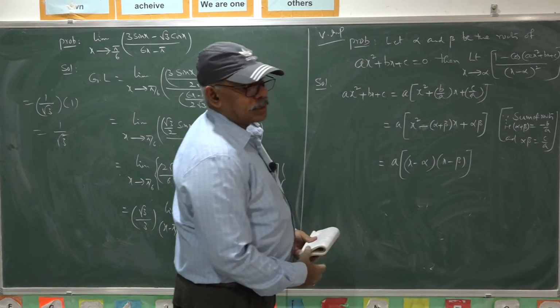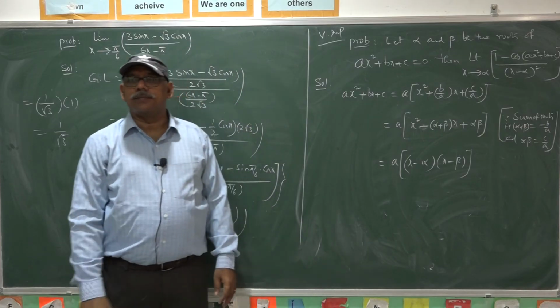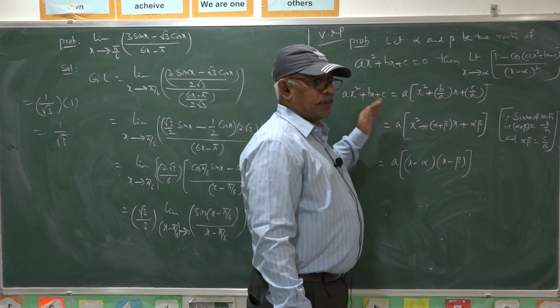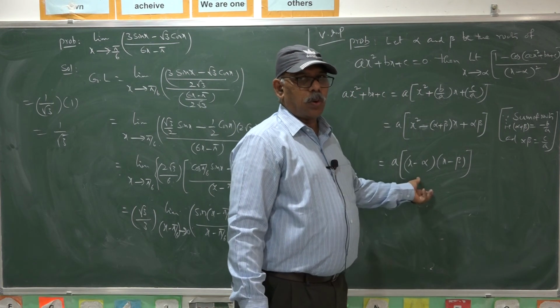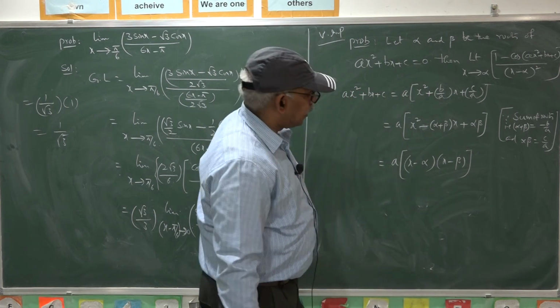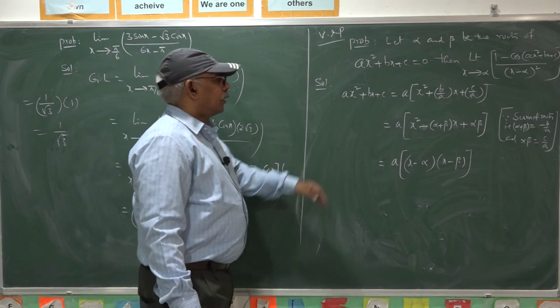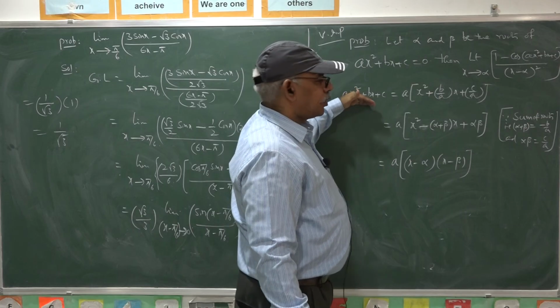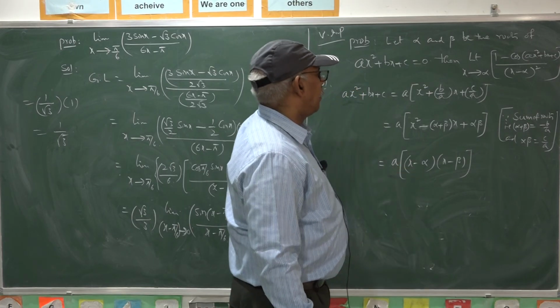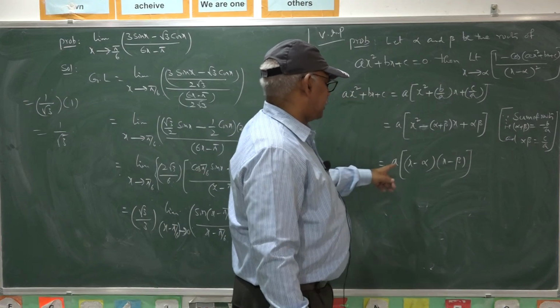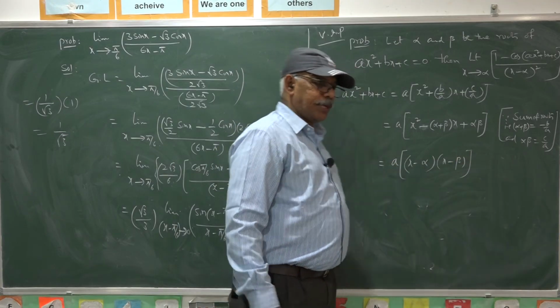Once alpha beta are the roots of quadratic ax square plus bx plus c, that expression may be expressed as a into the product of two factors, namely x minus alpha and x minus beta. That is the theory here. Once you know this method, straight away you can write ax square plus bx plus c as a into (x minus alpha) into (x minus beta).